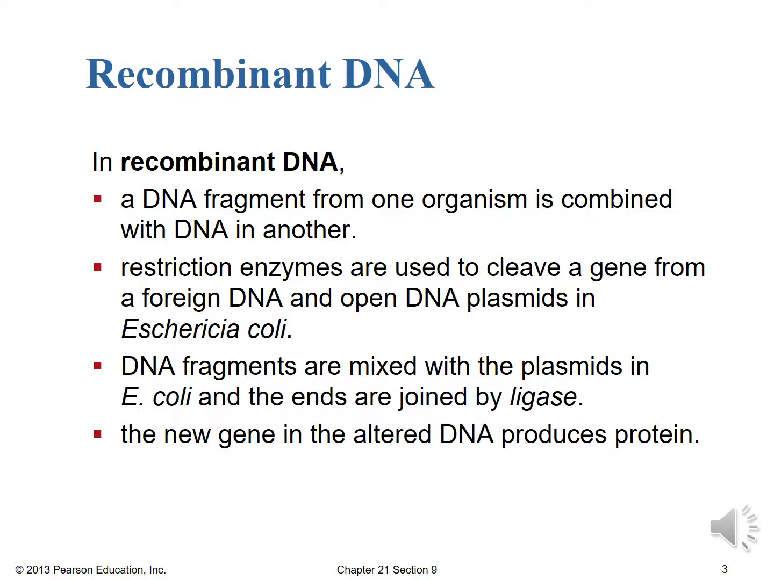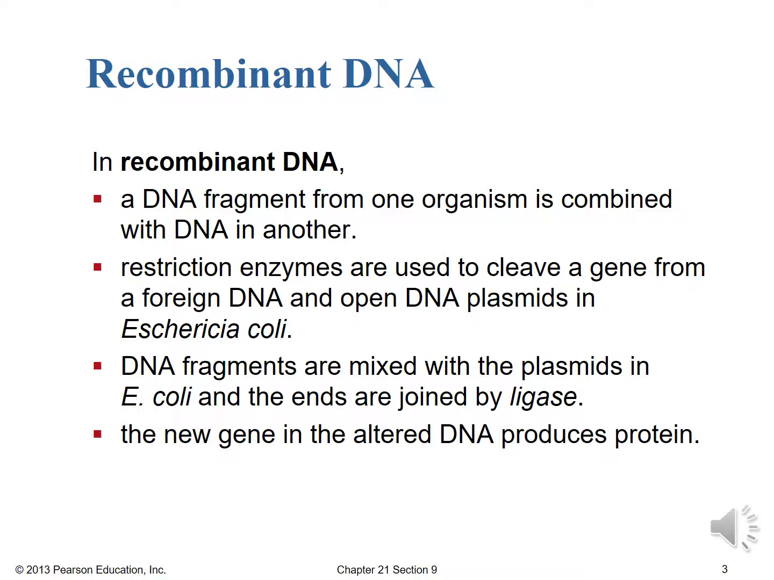Okay, so in recombinant DNA, a DNA fragment from one organism is combined with DNA in another. We have restriction enzymes that are used to cleave a gene from a foreign DNA and open these DNA plasmids in something like E. coli. And the DNA fragments are mixed with the plasmids in E. coli, and the ends are joined by ligase. We talked about DNA ligases before, so this is just to zip it up. And then the new gene in the altered DNA produces protein.